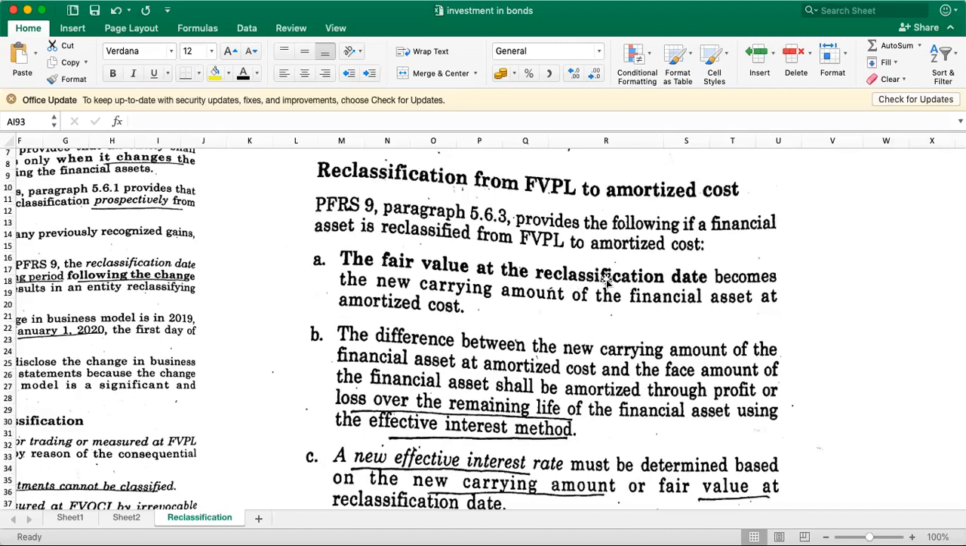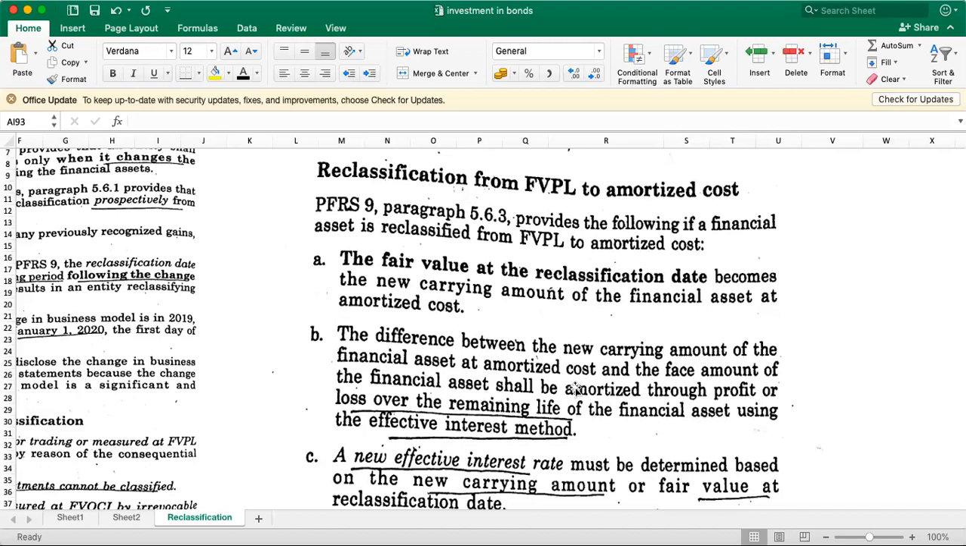Okay. B, the difference between the new carrying amount of the financial asset at amortized cost and the face amount of the financial asset shall be amortized through profit or loss over the remaining life of the financial asset using the effective interest method. Since amortized cost na yung classification ng investment natin, therefore subject to amortization using effective interest method. Sino yung i-amortize natin? Yung discount or premium.